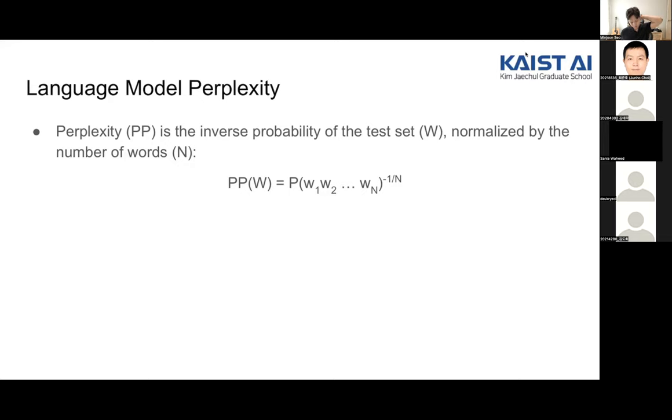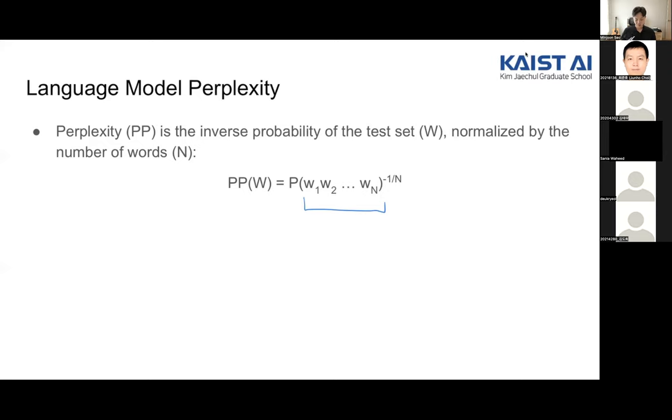So what people use is something called perplexity. This is basically the inverse probability of the test set, normalized by the number of words. Basically you have a target text W1 to WN, and you want to measure the probability of these words given by your model. These W1 and WN are not variables. They are the exact words in the test set. And then you compute this probability.